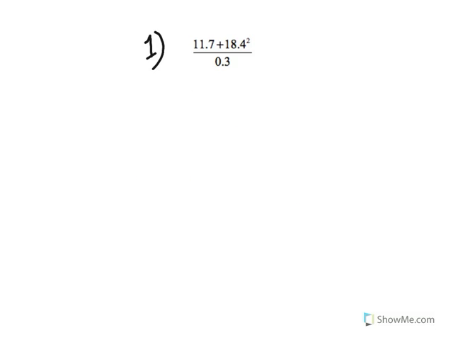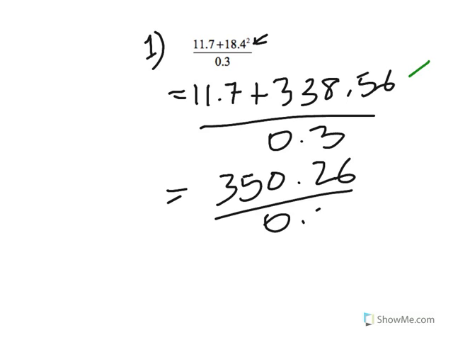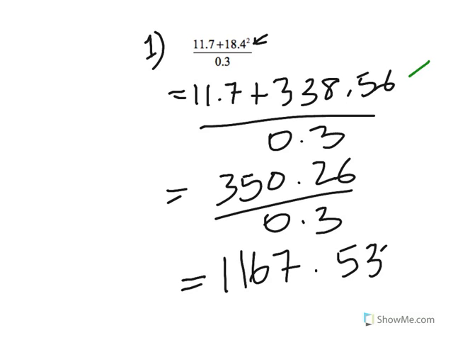Alright, question 1 is really simple. They're just asking you to work out the value of this expression. All you've got to do is, first of all, deal with 18.4 squared. If I simplify this, it becomes 11.7 plus 338.56 over 0.3. Now I'm going to deal with the numerator, and what I'm going to get is 338.56 plus 11.7, which is 350.26 divided by 0.3. Do this on your calculator and you're going to get an answer of 1167.53333. You have to write down all the figures on your calculator display.